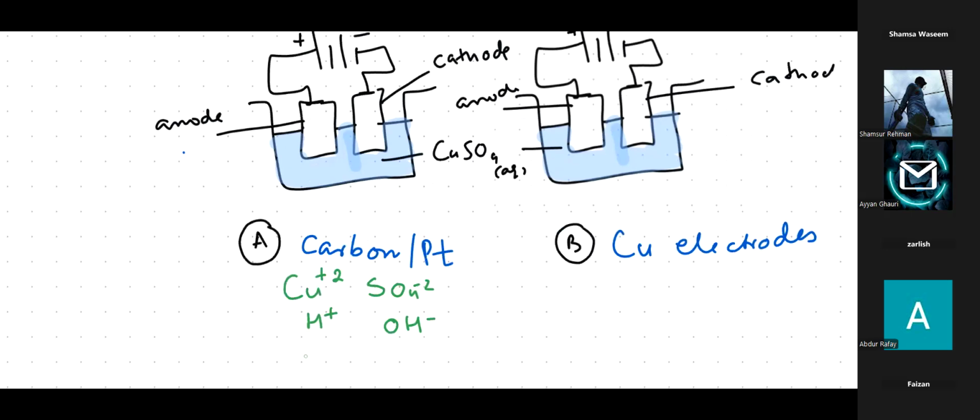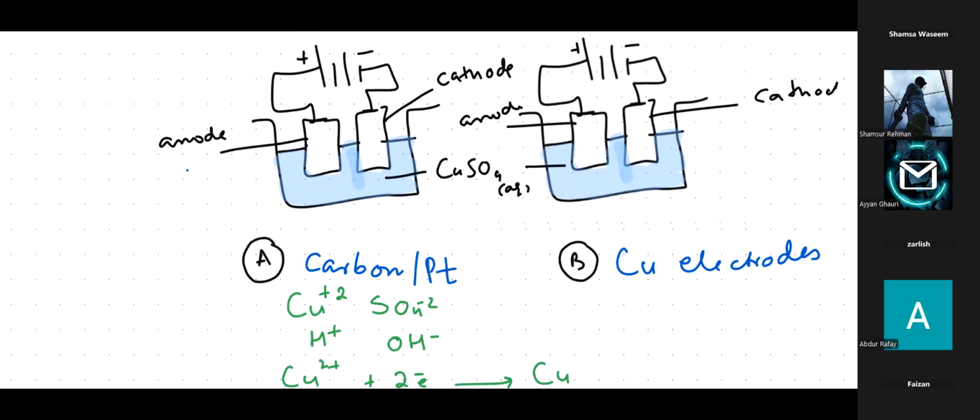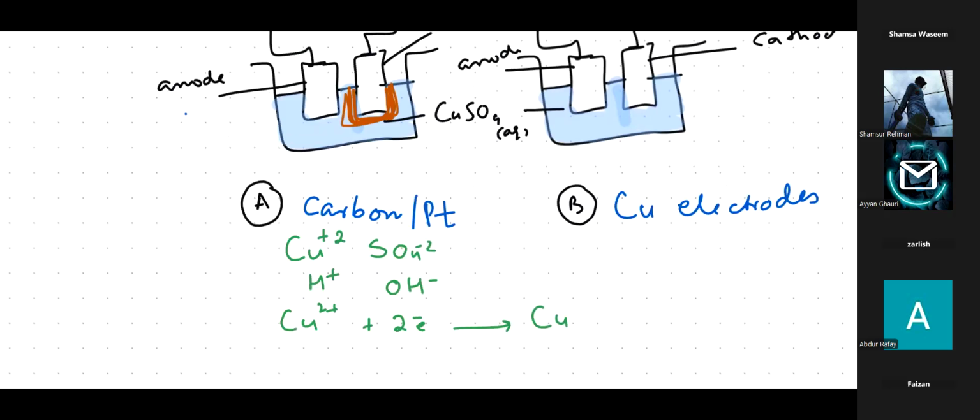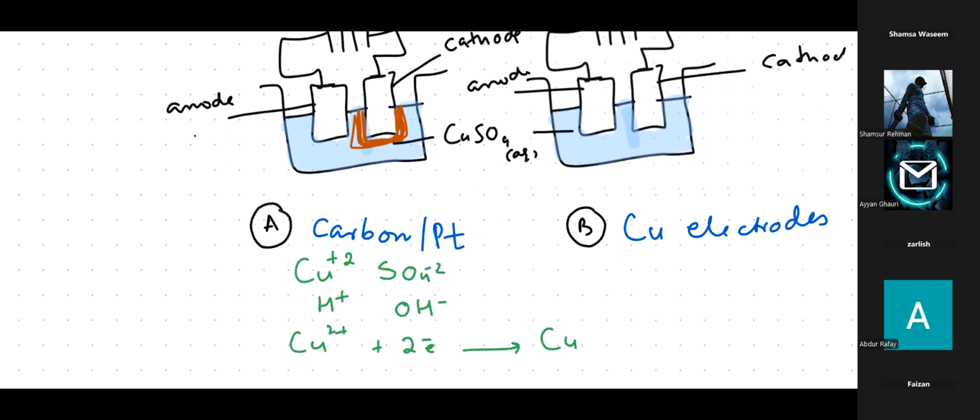So copper ions will be reduced by gaining 2 electrons to give us copper metal. What you are going to observe at the cathode is a pink or brown solid. So there will be deposition of copper at the cathode, and as copper is being deposited, the mass of the cathode will increase. I hope this is clear. So copper ions are being removed from the electrolyte.